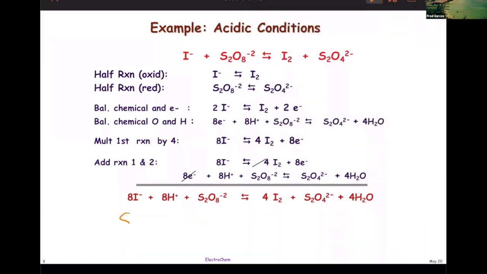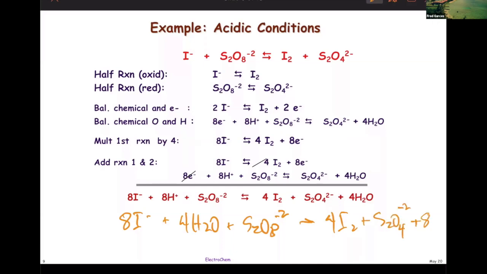It'll be 8I⁻ plus 4H2O plus S2O8²⁻ goes to 4I2 plus S2O4²⁻ plus 8 hydroxide. Now it's under basic conditions. And if you double check this, everything balances. On this particular side, what you have is -10, -2, and -8, -10. Your iodine still balances, your hydrogen still balances, your oxygen still balances.